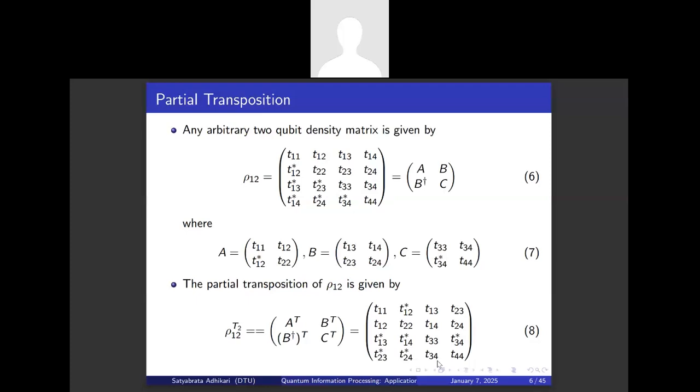Okay, so this means that if this state is separable for a higher dimensional system, then rho_12^T2 must be greater than or equal to 0. But you cannot say the converse is also true in the higher dimensional system. That means if rho_12^T2 is greater than or equal to 0, that means all eigenvalues of rho_12^T2 are non-negative, then you cannot say for higher dimensional systems that the given state is a separable state. Okay, so this is the thing in the context of the positive partial transposition criterion.